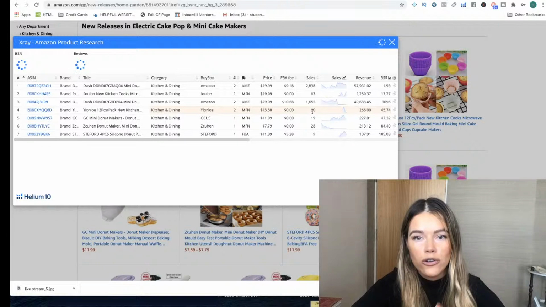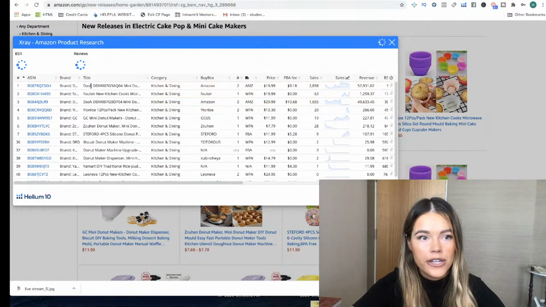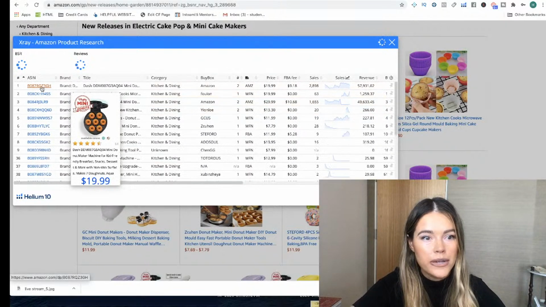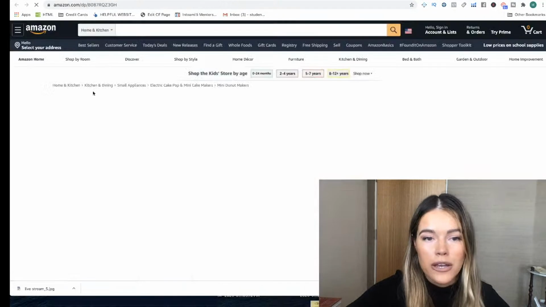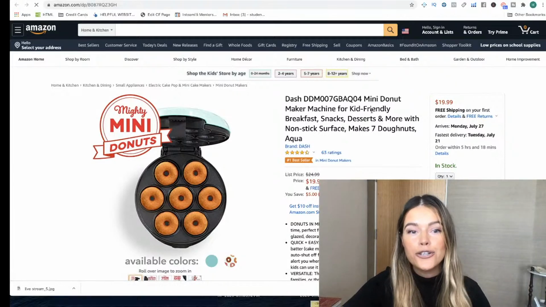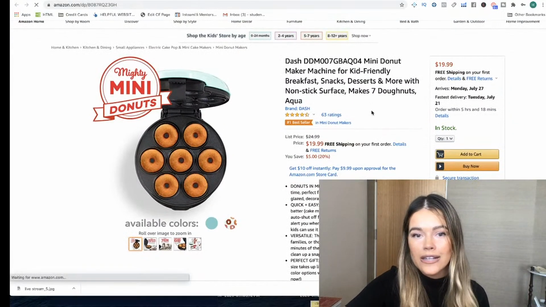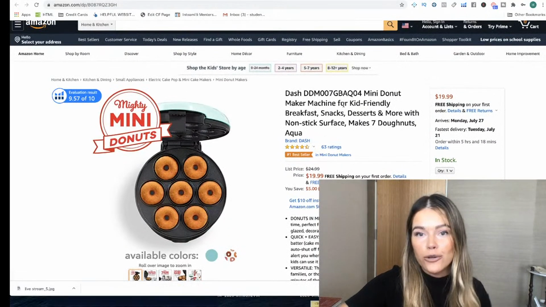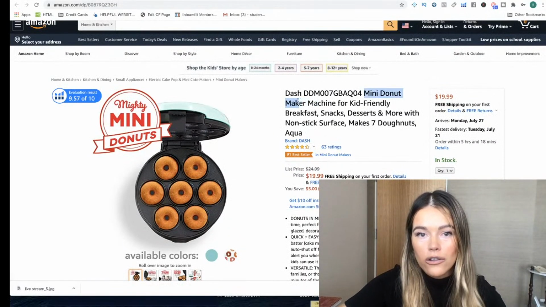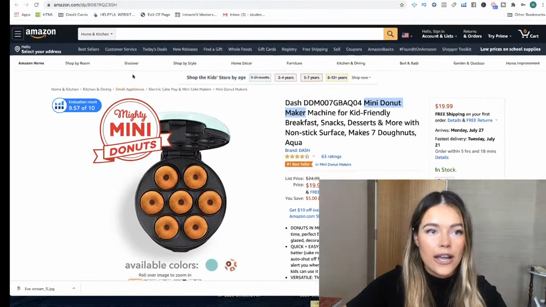So the revenues here are looking a little bit better, especially for these products. So the little mini donut maker, and what else is this? So the donut maker looks like it's making good money. Mini donut maker, that's cute and has really low reviews, 60, and it's #1 bestseller in mini donut maker. So let's actually look at this keyword and see how the market's doing.